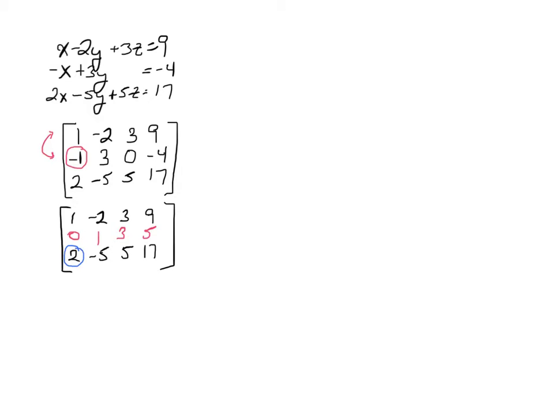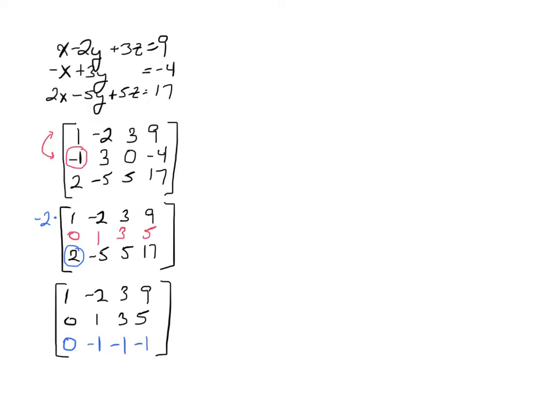So we're going to make that 2 a 0. We can use the first row, but we've got to multiply it by -2 first. So we're going to multiply by -2 and then add to the third. So I'm going to rewrite these two rows. And here we go. -2 times 1 is -2 plus 2 is 0. -2 times -2 is 4, minus 5 is -1. -2 times 3 is -6, minus 5 is -1. And last one, -2 times 9 is -18, plus 17 is another -1.